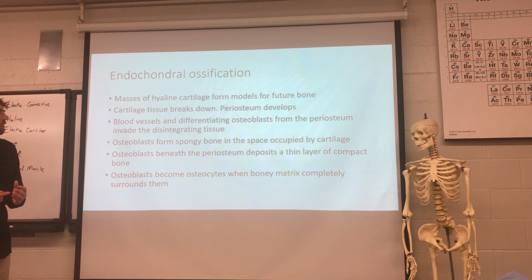Osteoblasts beneath the periosteum deposit a thin layer of compact bone. Osteoblasts become osteocytes when the bony matrix completely surrounds them. So rather similar. The main difference here is that with enchondral ossification, we start with these cartilage models, that we do not have with our other method.